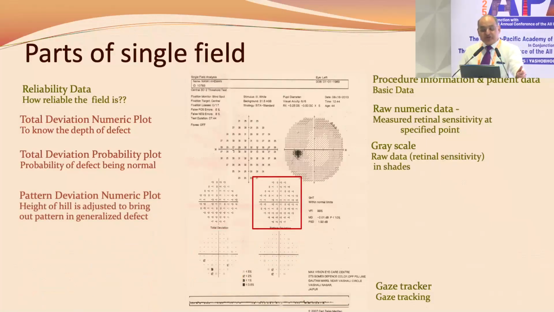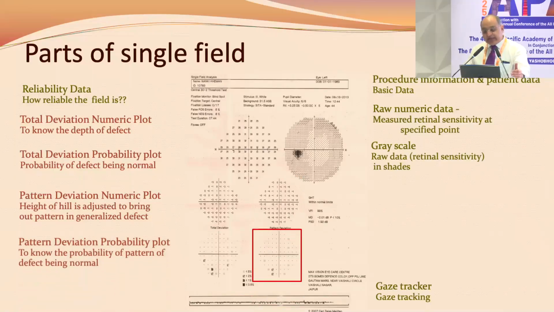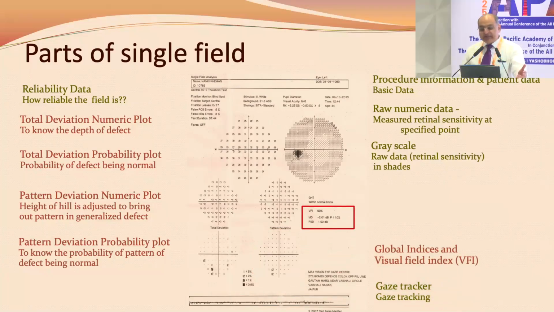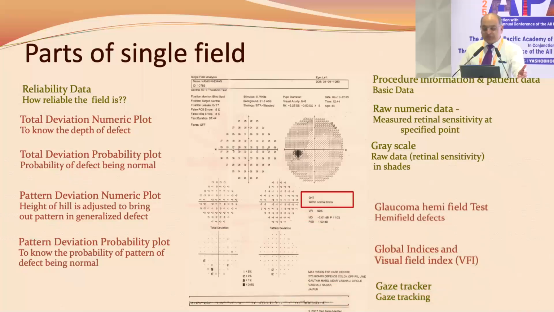The pattern deviation numeric plot, the adjustment of the hill of vision so as to bring out some patterns in the generalized defects. Again, the pattern deviation probability plot, the probability of this being normal in the normal population. Then we have the global indices, which includes the VFI, and the glaucoma hemifield test, which compares the superior and the inferior visual fields. We also have the gaze tracking, which is a part of the reliability data. So we move on to the next.